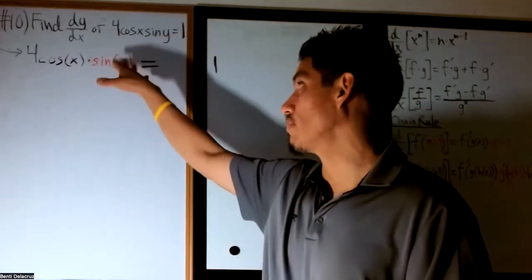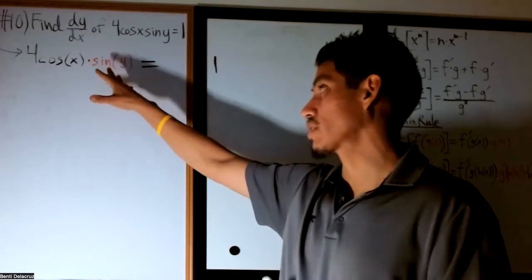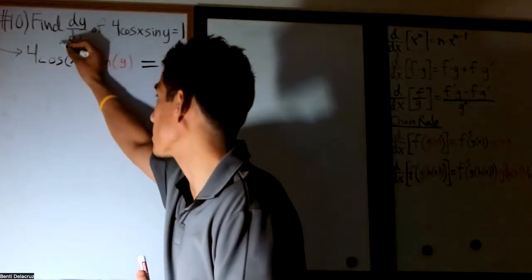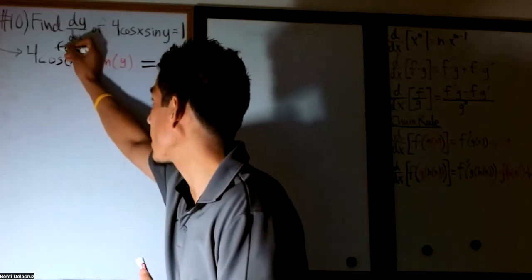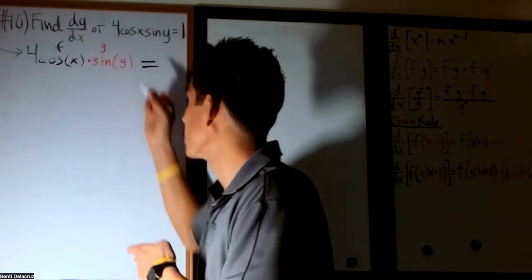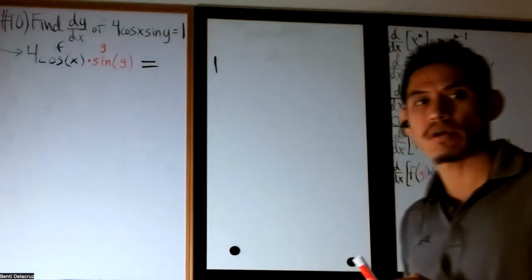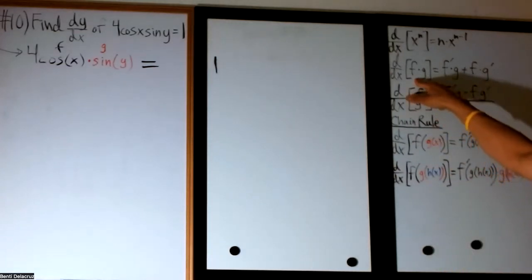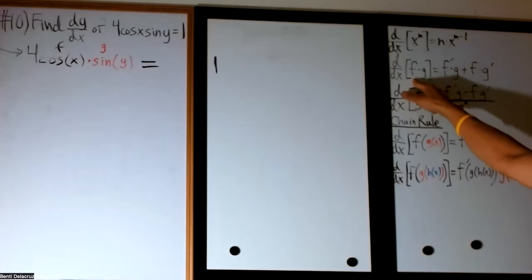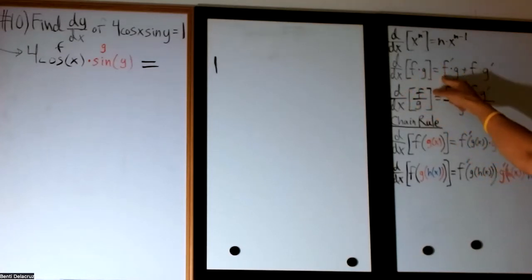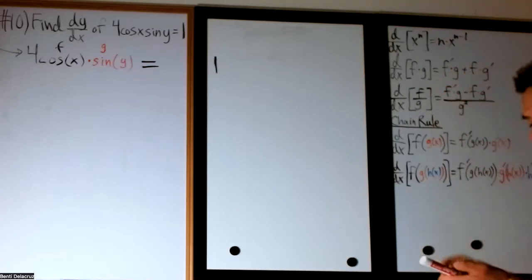All right, so this is an example where we have to use product rule. Because you see you have one function, we're going to call this our f, times another function, and we're going to call it g. A reminder: when you're taking the derivative of a function times another function, the derivative of f times g will be equal to the derivative of f times g plus f times the derivative of g.